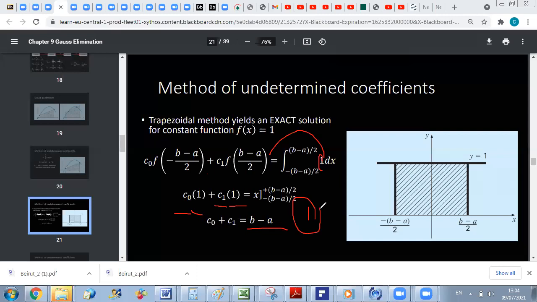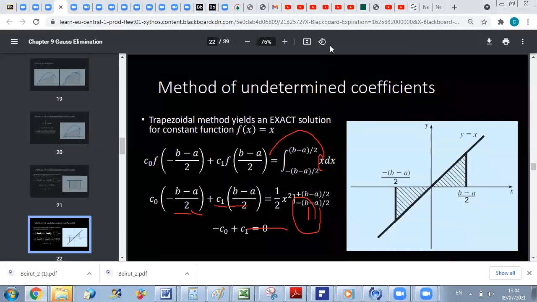And this is not enough. We need a second equation to close the system. This is why you will say, I expect that the trapezoidal rule, when using 2 edge points, can give me the exact integral for 2 cases. The first one is constant function, which we did here. The second case is when my function is linear.